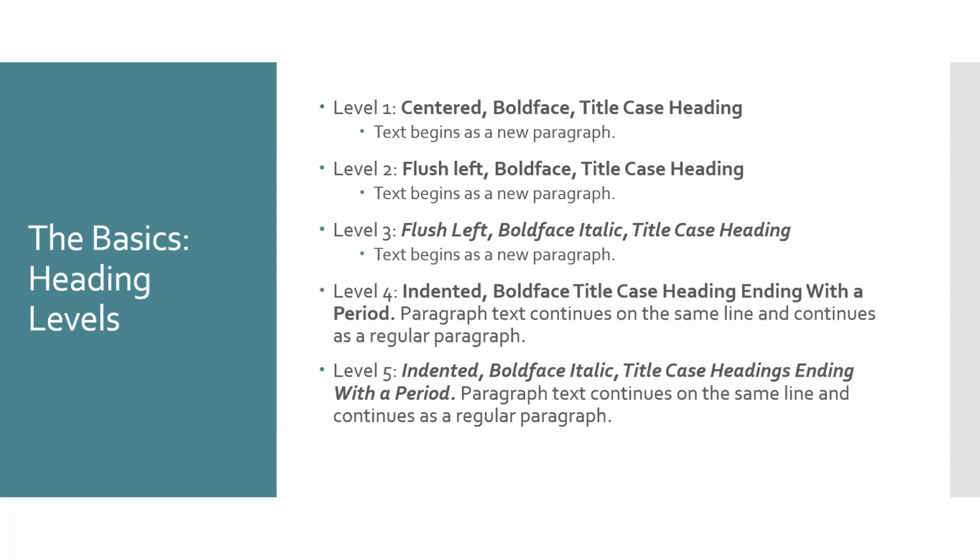From there, the only real differences are bold versus not bold and indented. Everything after level 3 is going to be indented, and then the paragraph is actually going to continue on the same line. So you're not going to press enter, tab, and start a new paragraph. Instead, say sample size is your level 4 heading in this case. Sample size is going to be indented, it's going to be bolded, it's going to end with a period, and then right after the period, you're just going to keep writing your text. Same with level 5, except those are italicized.